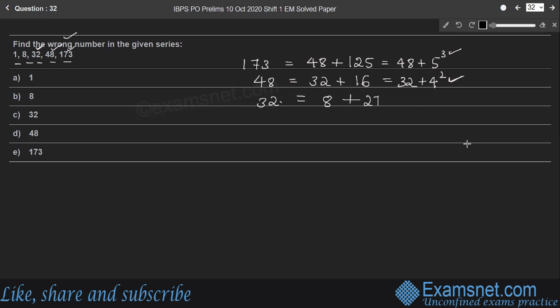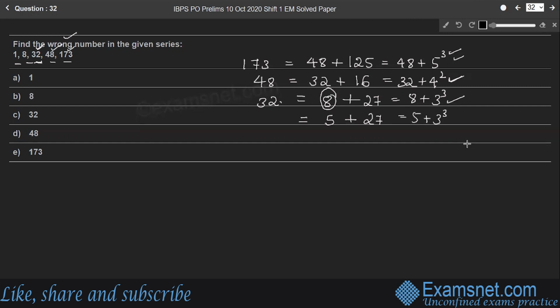So 27, which is the cube of 3. 8 plus the cube of 3 gives 27 plus 8, which is 35. But the number is only 32. Therefore, the number 8 is the wrong number. According to the rule, we cannot alter this cube of 3. Instead of 8, when 5 is considered, 5 plus 27, we'll get 5 plus 3 cube, and this part will be as it is.